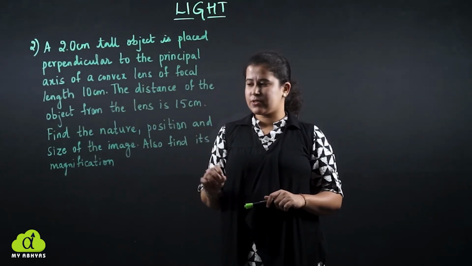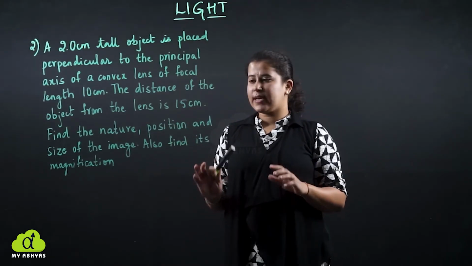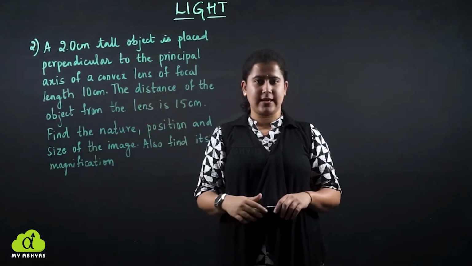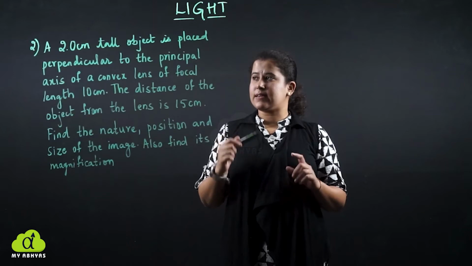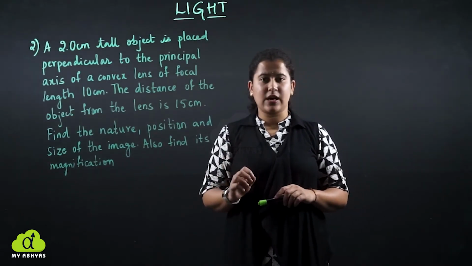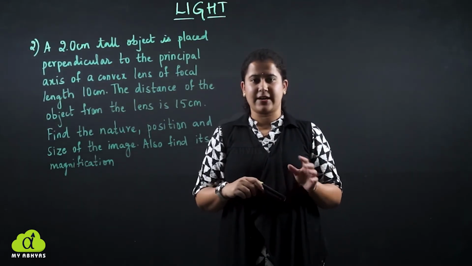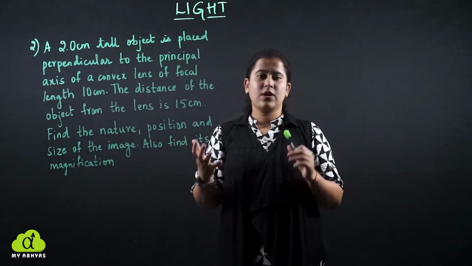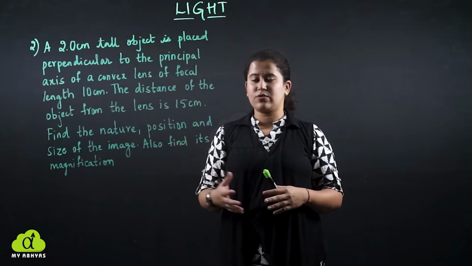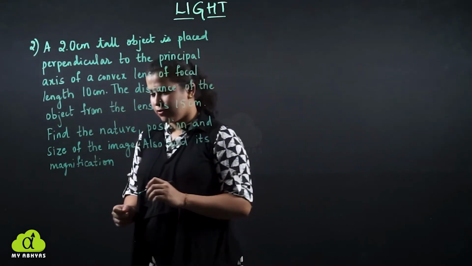Find the nature, position and the size of the image. Also find its magnification. So here I have been given only the object distance and the focal length, and there is an object height also. Clear? So in the first case, we'll find out the image distance. After finding the image distance, we will check the magnification. Then we will get to know the nature of the image formed, and the position and also the size of the image. Clear? Moving on to the solution.